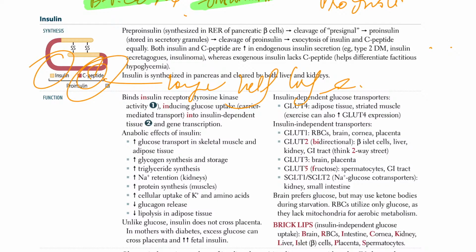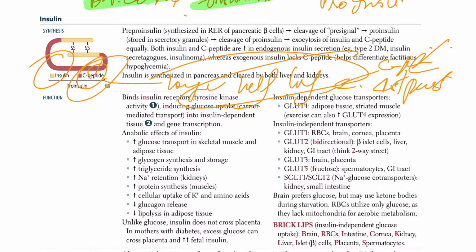And because the C-peptide does not undergo significant first pass metabolism, that is why we have a longer half-life. So it circulates. The C-peptide levels are going to be higher because, again, it doesn't have the first pass metabolism. And that is pretty much it for this synthesis. Okay, so let's go on with function now.